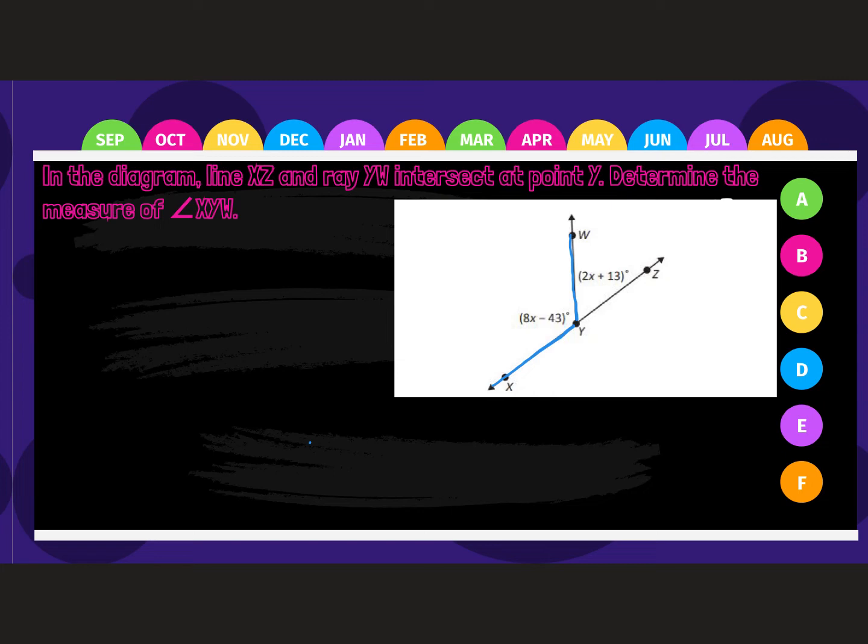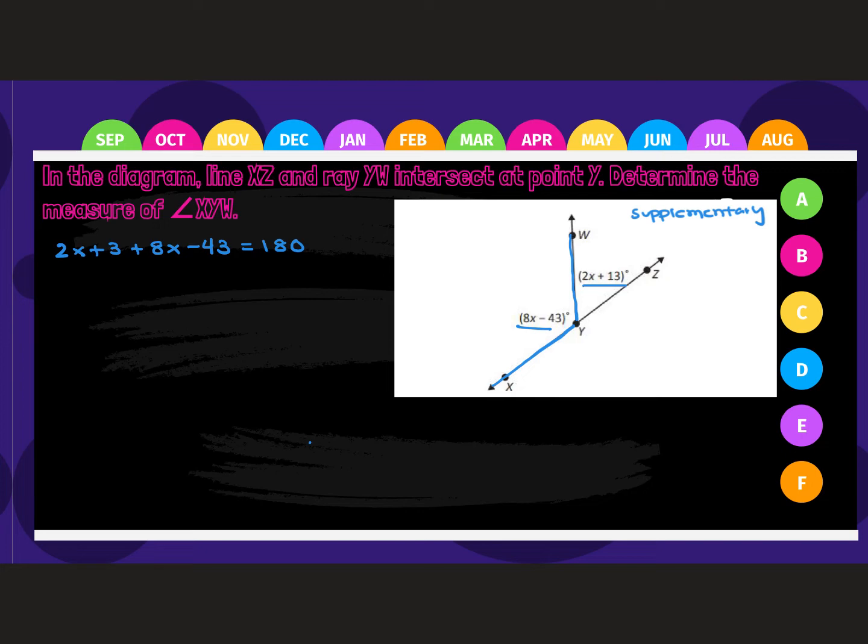But before we can determine that, we have to look at the angle relationships. Looking at the expressions 8x minus 43 and 2x plus 13, we can see that they are adjacent because they share a vertex and they share a side. But we can see that they also make a straight line, so we know we have a supplementary relationship. Remember, supplementary angles add up to 180 degrees. So I have 2x plus 13 plus 8x minus 43 is equal to 180.